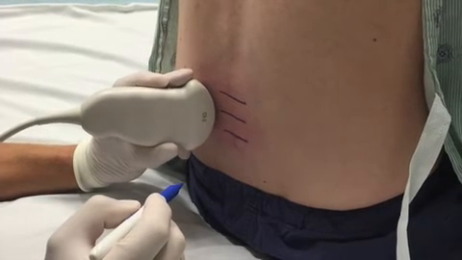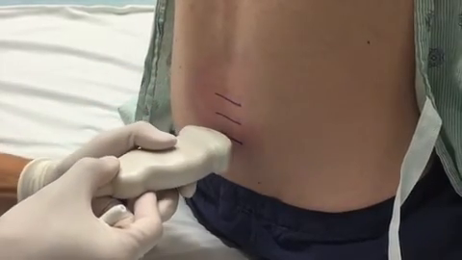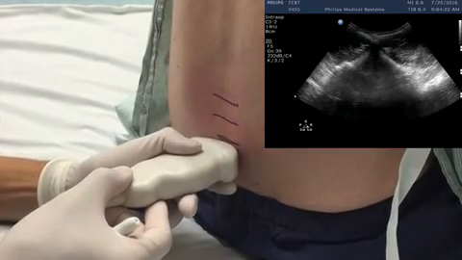These horizontal lines represent the topographical location of the interspaces. We still need to identify the midline based on the location of the spinous processes. This is demonstrated here. The transducer is moved to generate a transverse view.